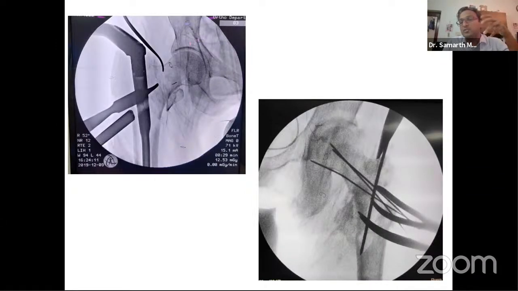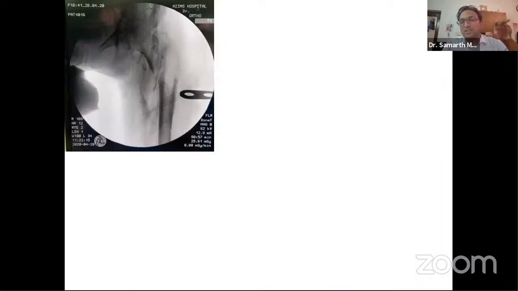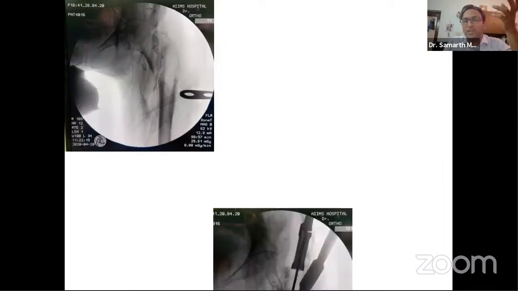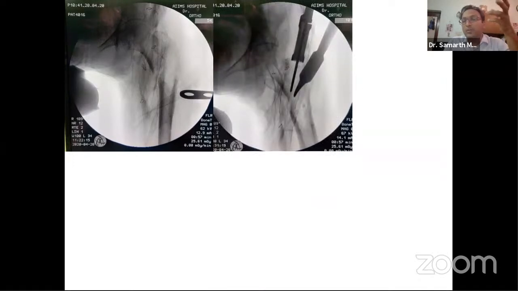Another case where there was almost no lateral wall, I have put the guide wire in, and just to ream medial to that, I have used a medial wall cutter. Another case, this is a revision case where someone had operated this case outside in Ames with a PFN, and this had failed. So I did a revision, and I wanted to make a medial entry.